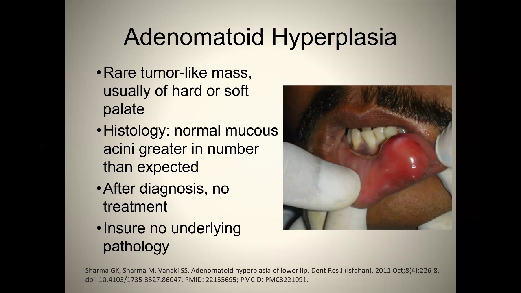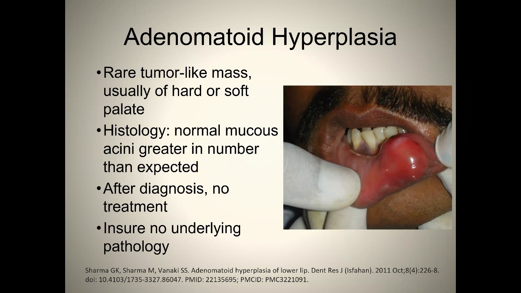Next is adenomatoid hyperplasia. And this is very rare. We don't see this very commonly, but the patient will present with a tumor-like mass, usually of the hard or soft palate. This patient in this article presented with a tumor-like mass of the lower lip. This to me would be very concerning. There are a lot of tumors that are kind of at the top of my differential for this presentation.